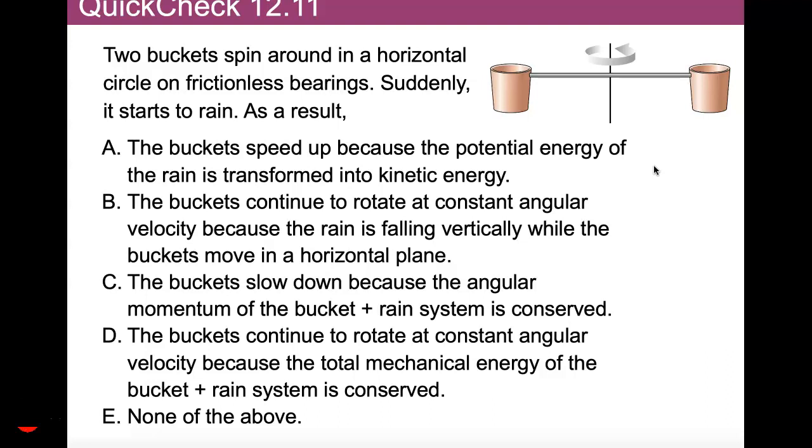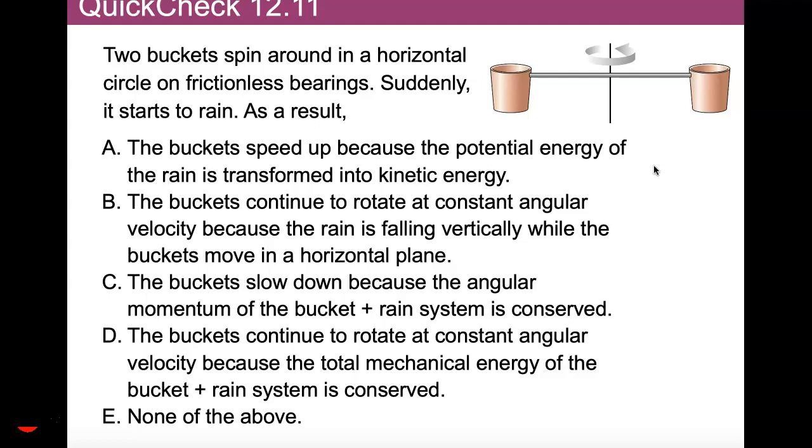Okay, so we have two buckets that spin around the horizontal circle on frictionless bearings, and then it starts to rain. So the raindrops are coming down vertically. Again, they don't have any in-plane velocity, right? So they don't have any angular momentum around this axis where the buckets are rotating. So then they fall into the buckets, and they will rotate with the buckets. Now, so again, it's a conservation of angular momentum problem, right?